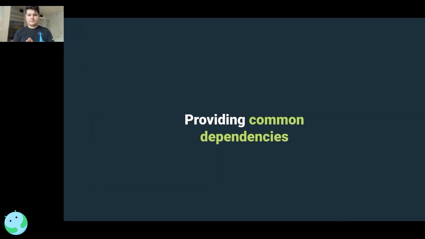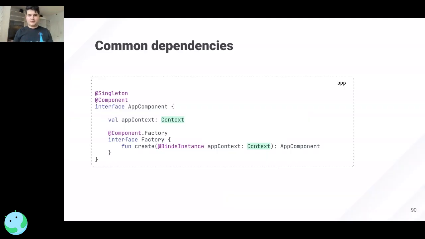All right, we still have some things to fix. Another thing is providing common dependencies. This is a bit of another topic, but let's come back to the application module in Gradle and see the app component. What if we want to provide some common dependencies to the entire dependency graph, for example the application context? We cannot define this dependency in the app component. Why is that? Because the application module depends on all the rest of the modules of the app. However, those modules do not reference the application module. So none of the modules in the app actually depends on the application module.